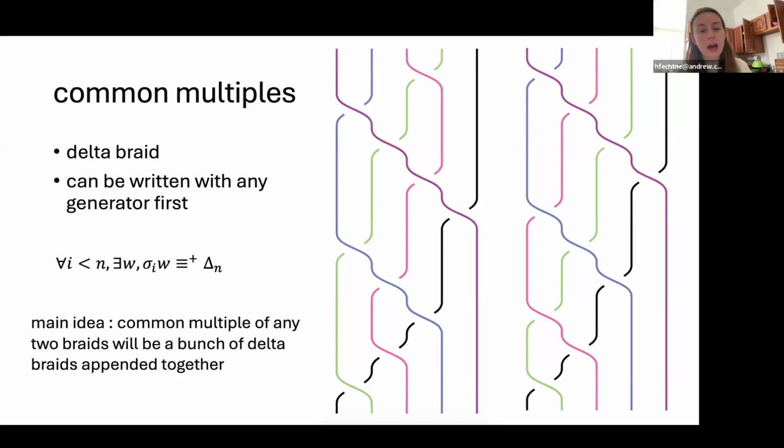The idea for showing common multiples is you're just going to append a whole bunch of delta braids on both sides. It's going to be a whole lot of half twists, and that will be the common multiple of two braids. You'll essentially have a delta braid for each generator in the original.